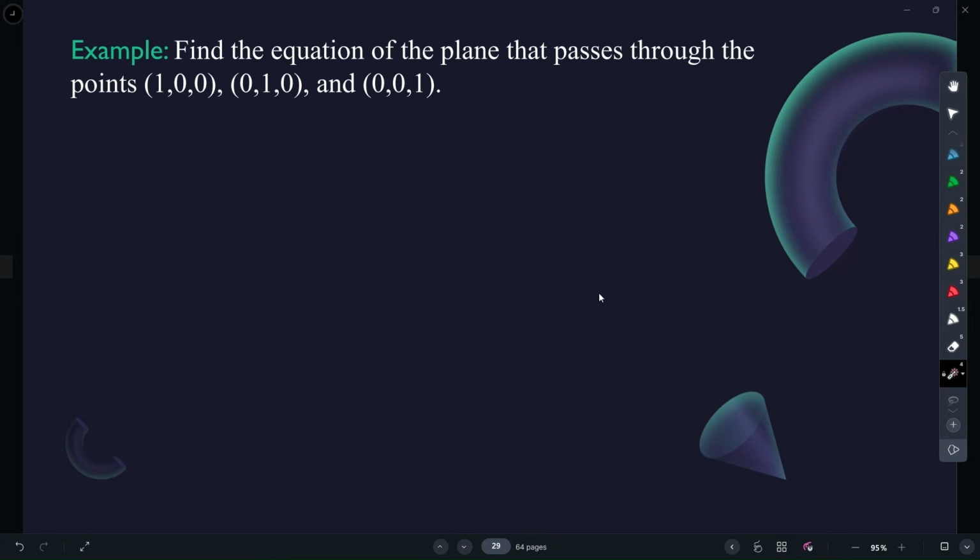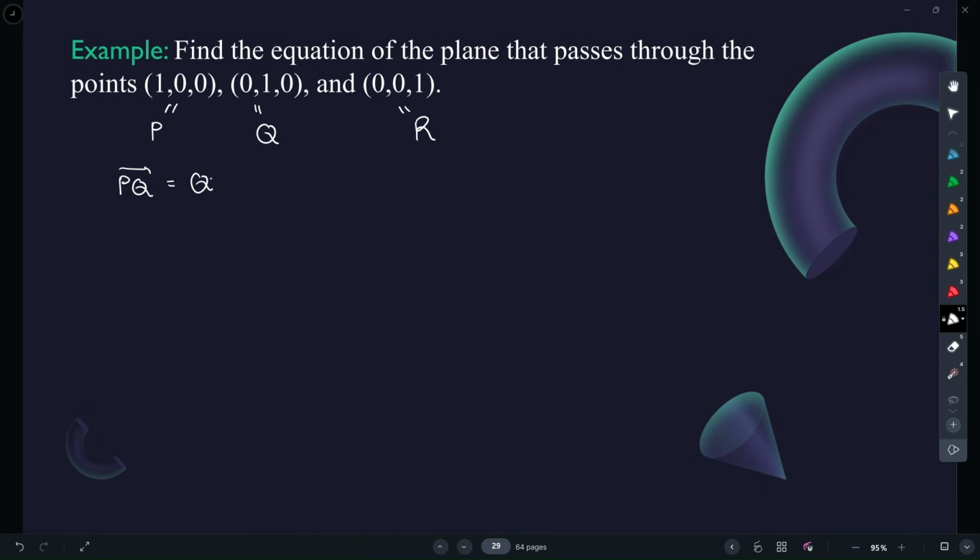Let's continue, and now we're going to find the equation of the plane that passes through the points 1, 0, 0, 0, 1, 0, and 0, 0, 1. So now we're not given the normal vector, but we can find it using, as you remember, the cross product.